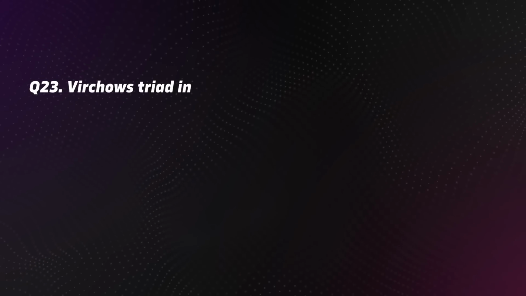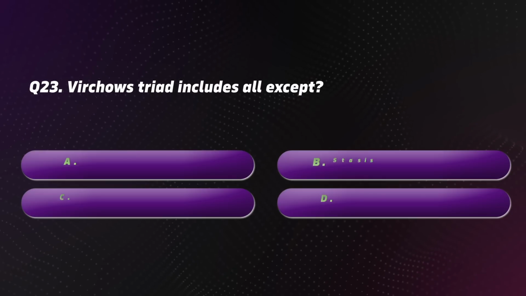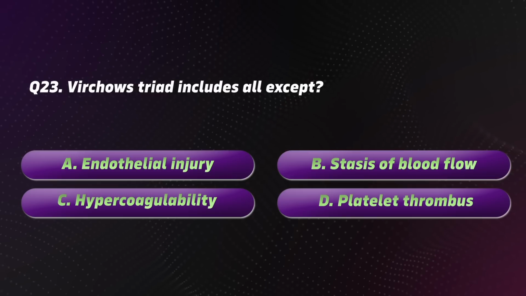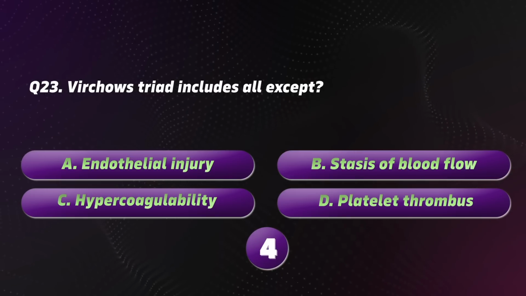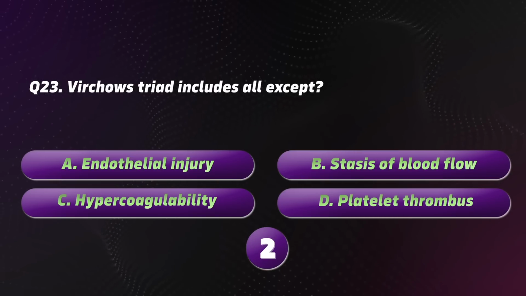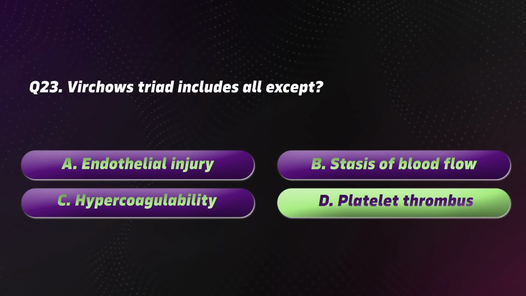Question 23. Virchow's triad includes all except? Here are the options. A. Endothelial injury. B. Stasis of blood flow. C. Hypercoagulability. D. Platelet thrombus. And the correct answer is option D, platelet thrombus. Here's the explanation.